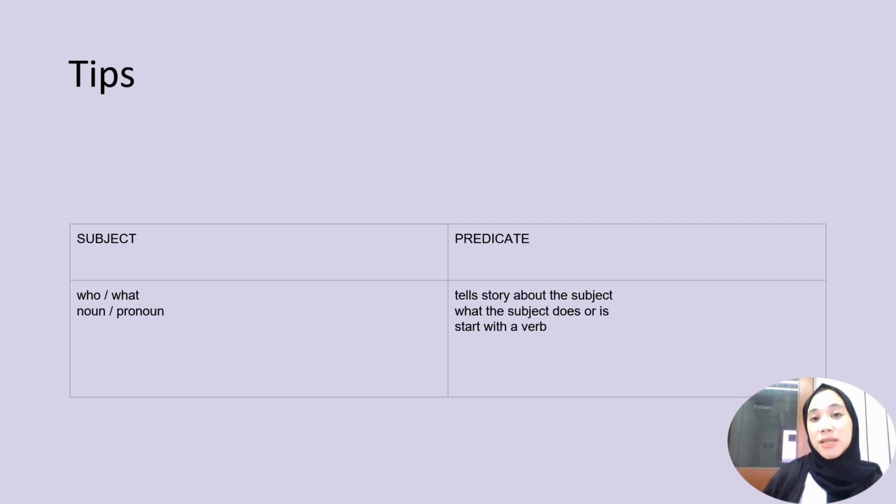So for you to identify the predicate, it must tell the story about the subject. Okay, dia menceritakan tentang subject. It is also what the subject does or what it is. And also usually it starts with a verb. For example, Sarah likes to play badminton. Starting from the verb likes is the predicate. Likes to play badminton is the predicate and Sarah is the subject.